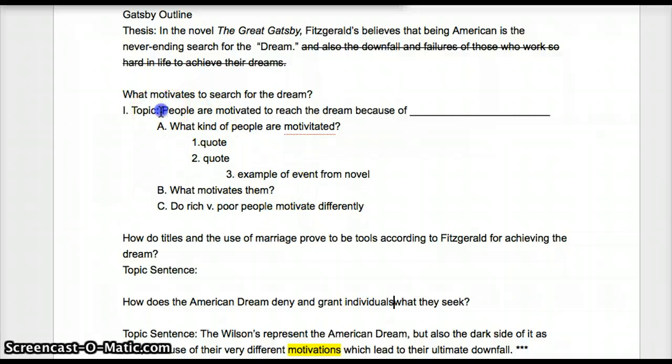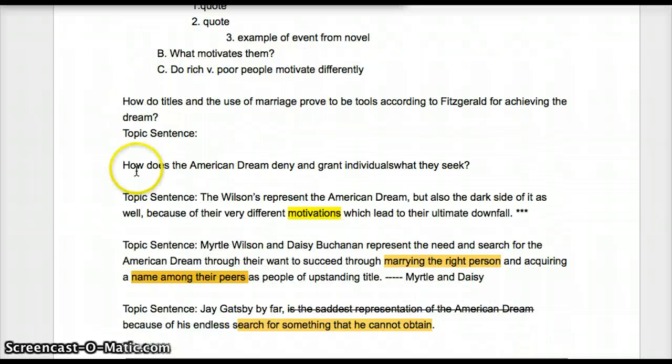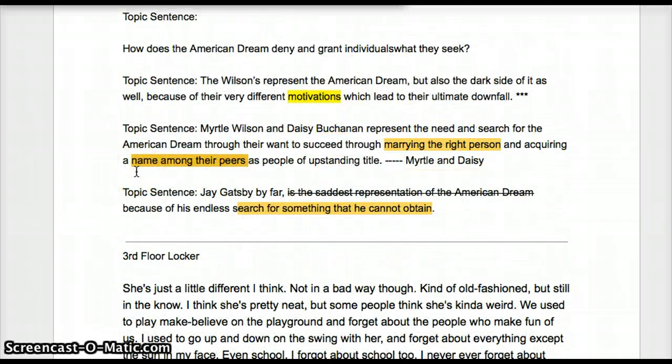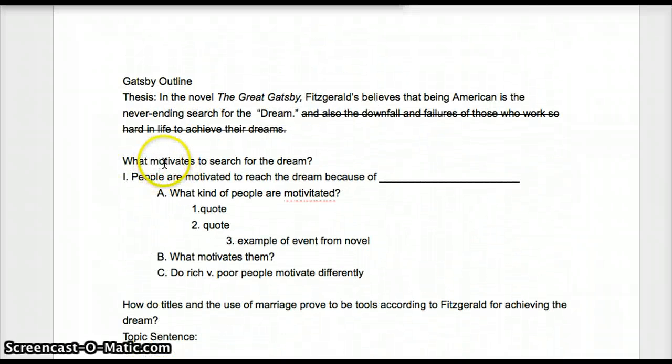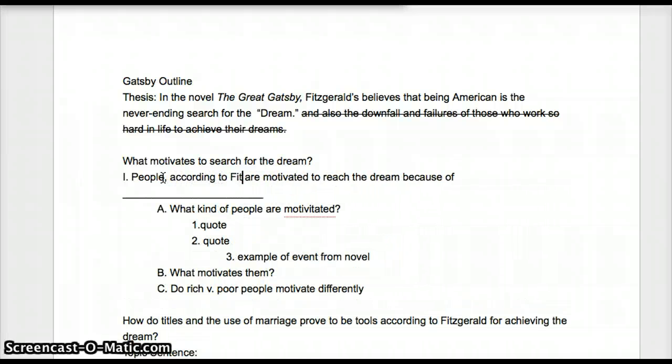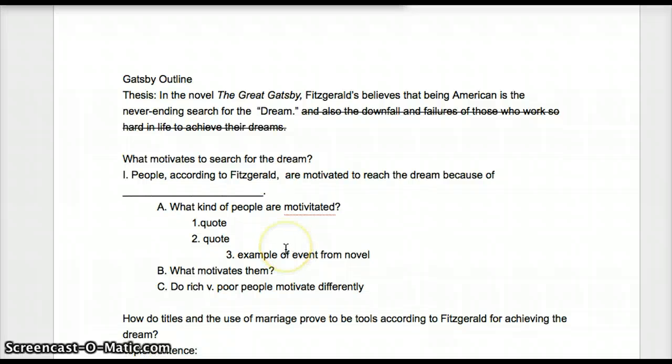So I put the number 1 beside what's going to become her topic sentence, and instead of having the Wilsons represent the American dream, we have: people, according to Fitzgerald, are motivated to reach the dream because of blank. Now, that's going to be a much juicier statement. Then I ask some questions underneath it.